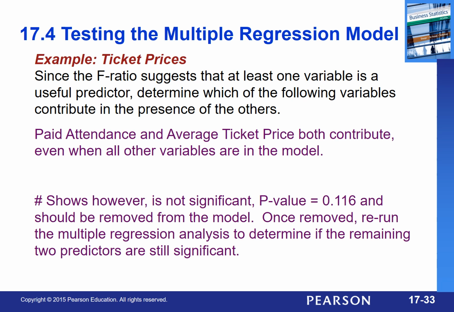Ticket price and average ticket price were both significant because their p-values were super tiny. However, number of shows is not significant. Its p-value is definitely bigger than 5%, which is usually the cutoff we use, and it probably should be removed from the model because it appears to be doing nothing. That doesn't mean it's completely insignificant. It might be that whatever it was adding was already accounted for. So we really should be removing it from the model and going down to just two predictors.